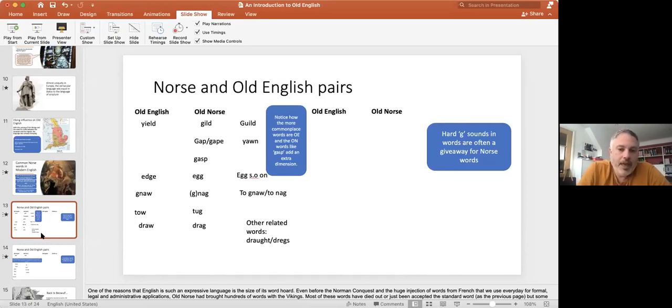So here are some of the words which we see in modern English, but sometimes they've got a Norse version and an Old English version because the sounds were slightly different. One of the things which denotes a Viking word or an Old Norse word might be the hard G in words, which is lost in Old English, or the consonant shift had already happened, which meant that Old English no longer has it. So words like guild, like guildhall, that's related to the Old English yield rather than guild. Our word yawn is the Old Norse or Viking word gap or gape.